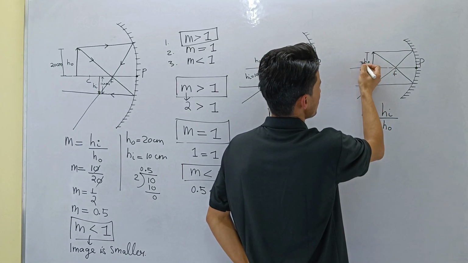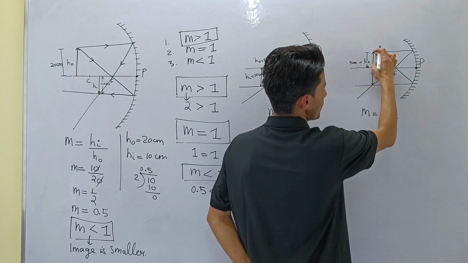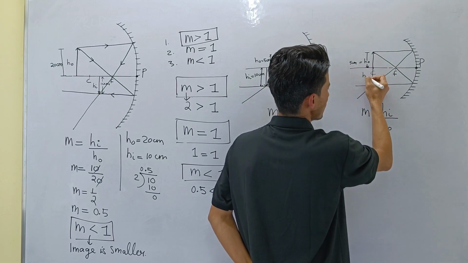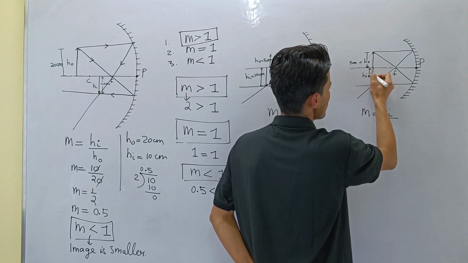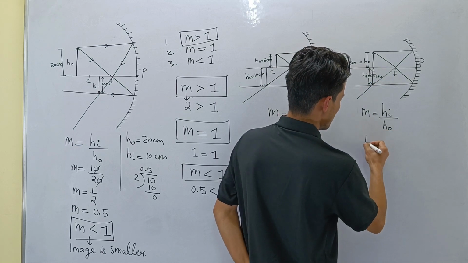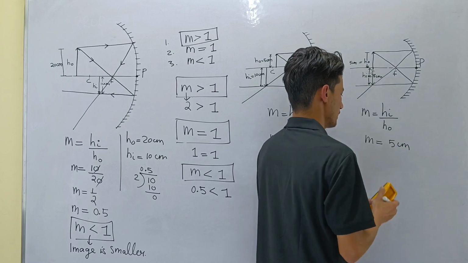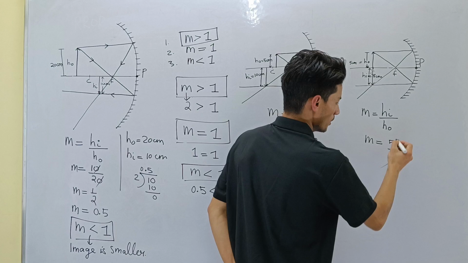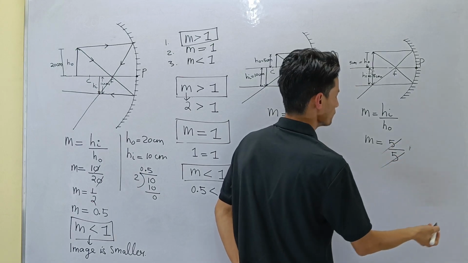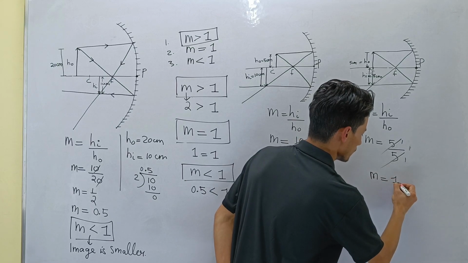So let's keep the height of the object to be say 5 centimeter. Then here the object height and the image height is same. So HI will also be 5 centimeter. So M is equal to HI, which is 5, and HO is also 5. No need to write the centimeters. Convert in the lowest term. 5 ones are 5. So M you're getting as 1.